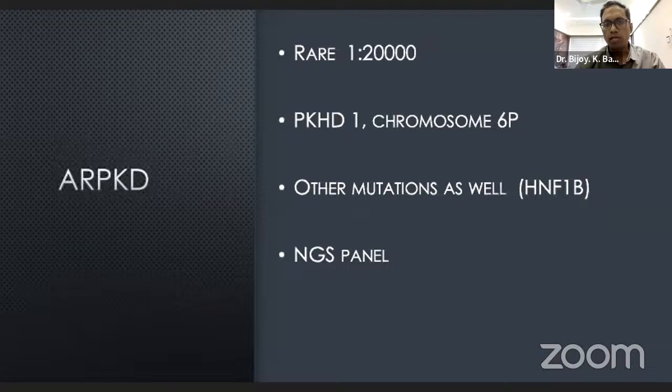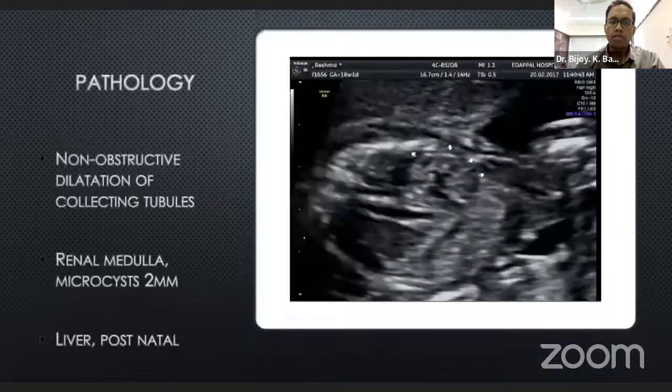The first one being ARPKD, or autosomal recessive polycystic kidney disease, in which you need two mutations to be present in a homozygous fashion at the PKHD1 location on chromosome 6p. It is not a very common disorder, it's quite rare. And when it presents itself, it's going to present itself as echogenicity inside the kidney.